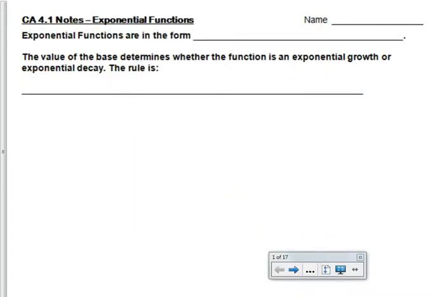Okay, so exponential functions are in the form y equals a times b to the x power. Now that's the most general form of growth and decay that I can give you. The value of the base determines whether you have a growth or decay. Rule is, if your base is greater than 1, then you have a growth function. But if your base is between 0 and 1, you have a decay function.